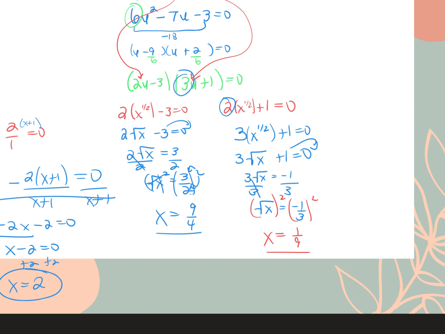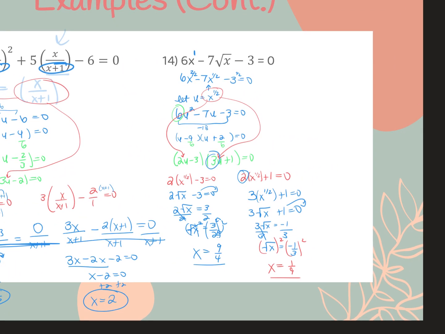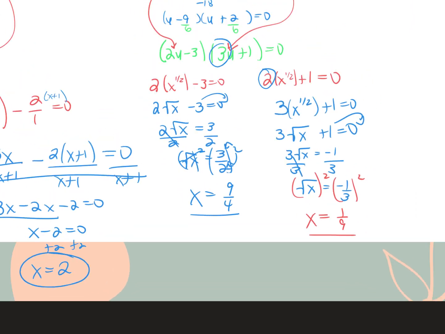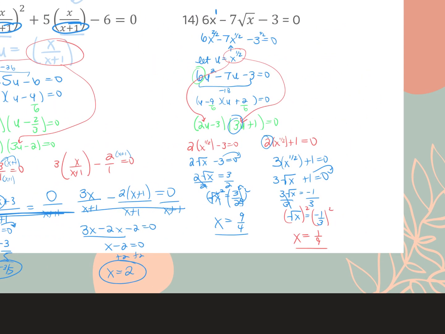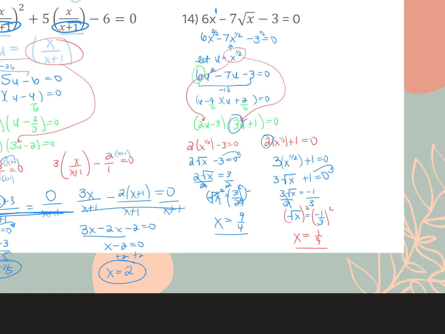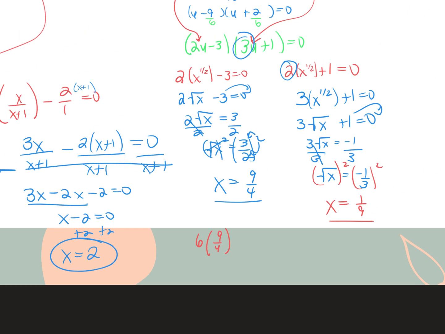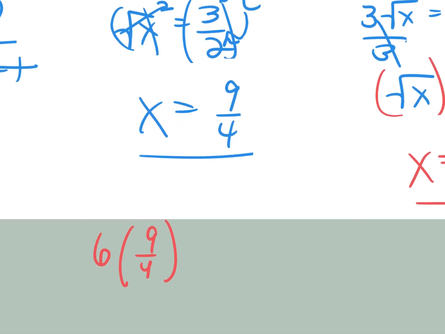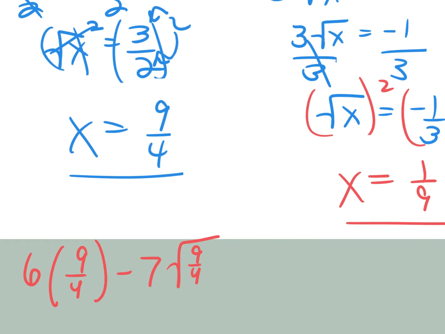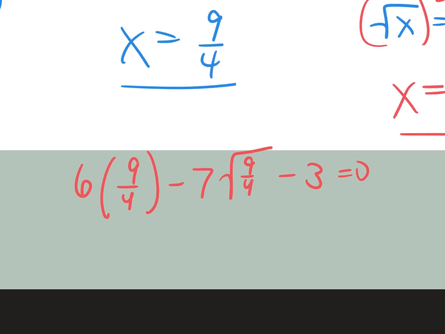Now, what do we have to be careful for? Well, in the last problem, we had to be careful. We had to check to make sure that my denominator did not become 0. In a case where a square root is involved or something like that, we have to make sure that the solutions that we actually find are true. Let's just take a second and check. So I'm going to take 9/4, plug it back into the original, and see what happens. So we have 6 times 9/4 minus 7 times the square root of 9/4 minus 3, and see if that does equal 0.